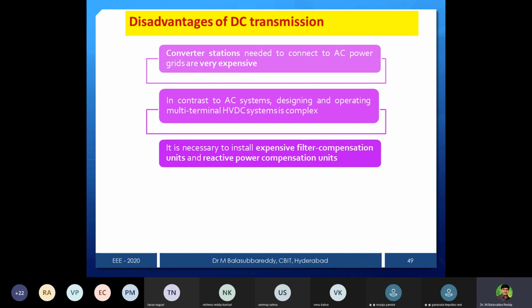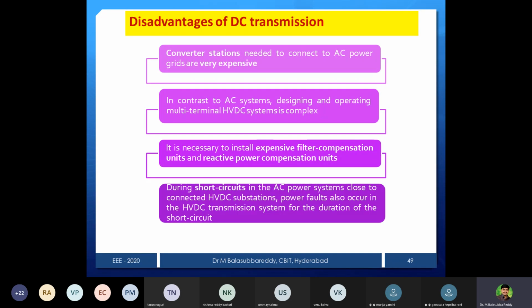This is the same as what I quoted previously for AC and DC. Filters are needed, as well as the compensation in the AC. That is the reason you can see that a reactive power compensation unit is necessary. So reactive power compensation is also needed because the source side will be an AC supply.